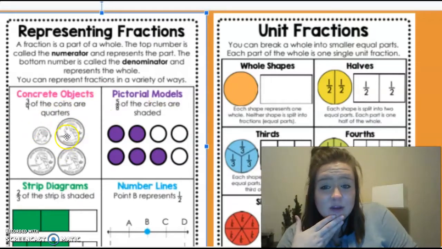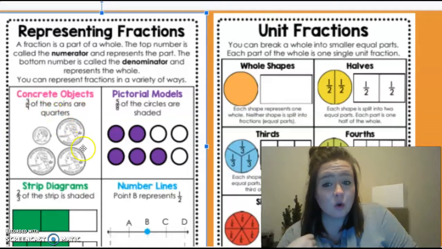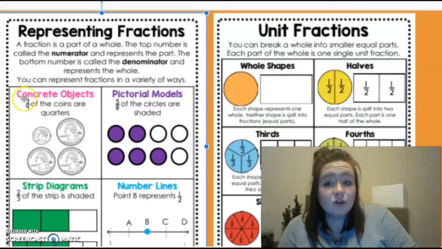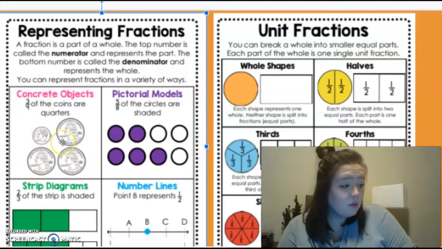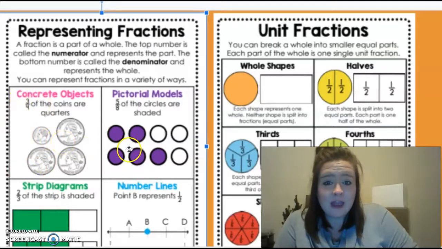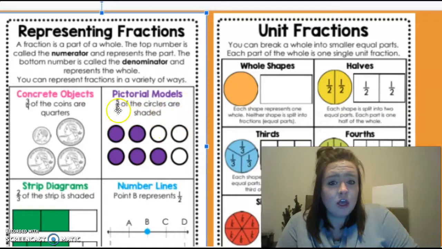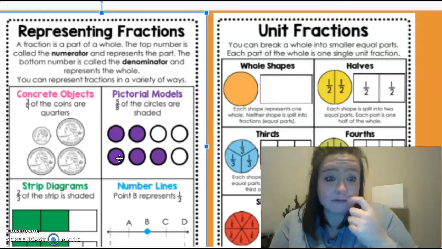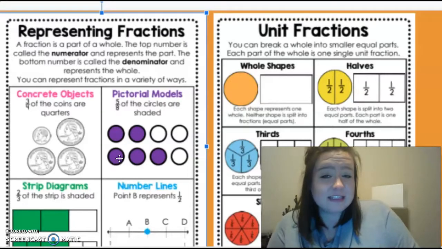In this example here, the concrete objects, 3/4 of the coins are quarters. So what they're counting in this one is the quarters. So you would tell me that you're counting 3 of the 4, okay? In this pictorial model, 5/8, they are counting, or they're shaded. The shaded parts are 5, and the total is 8.